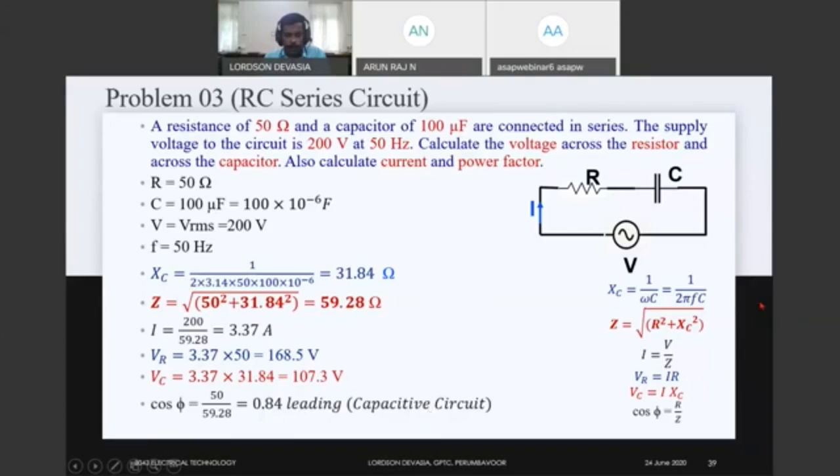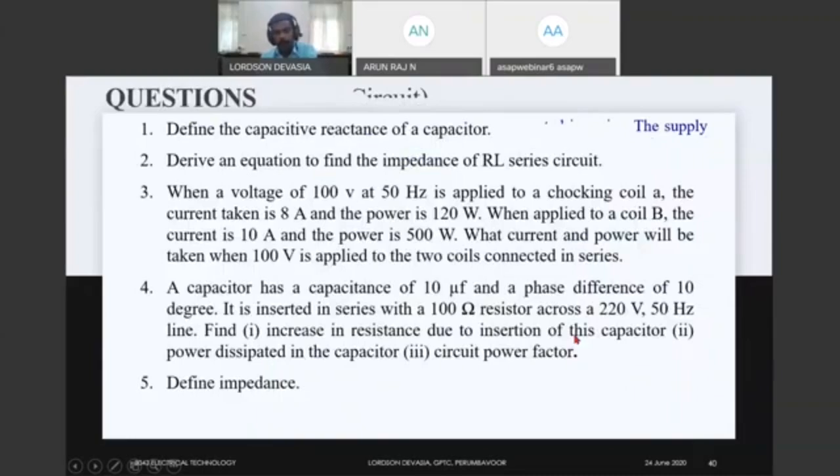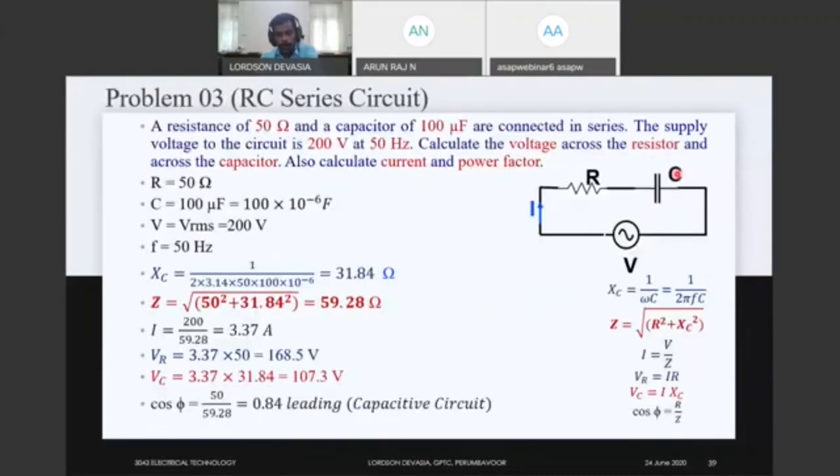Cos phi is R by Z, 50 by 59.28, it is 0.84, and it is a capacitive circuit, so the current is always leading.